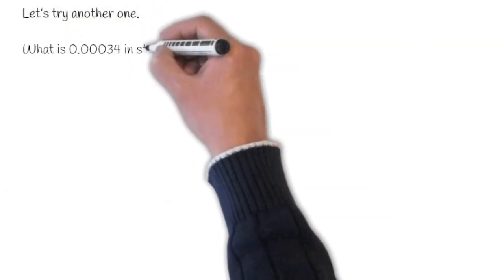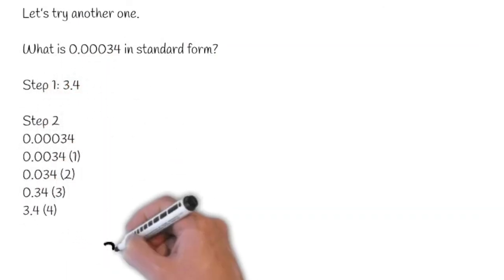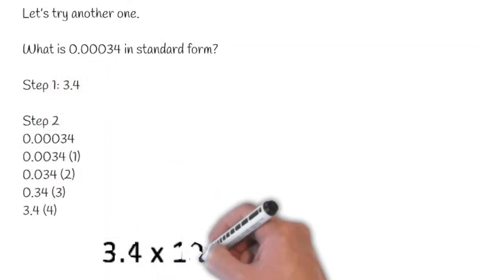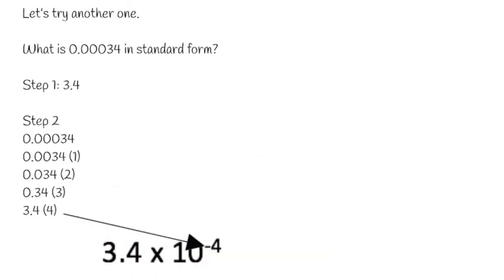Let's try one more. What is 0.00034 in standard form? 3.4 times 10 to the power of minus 4. The decimal place had to jump 4 times to get to 3.4.